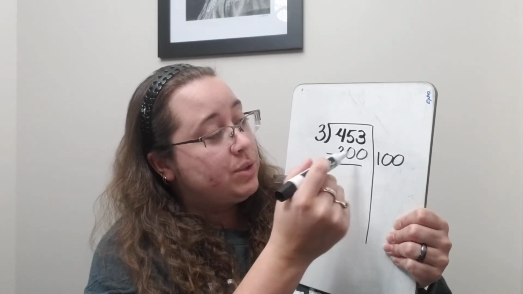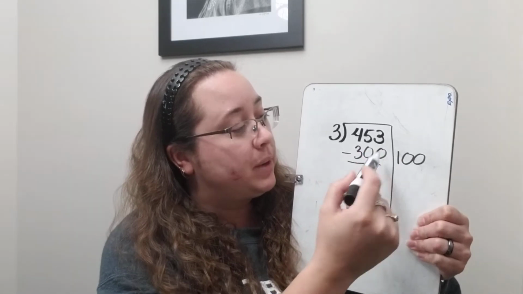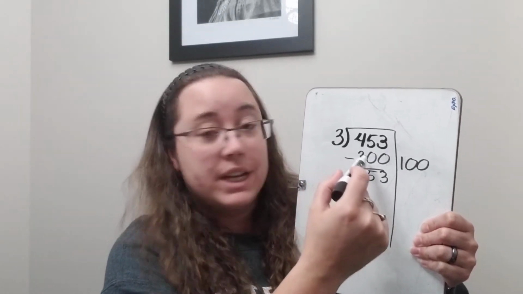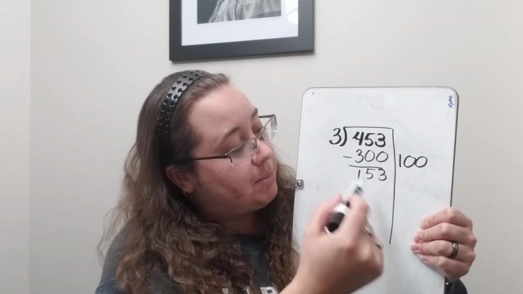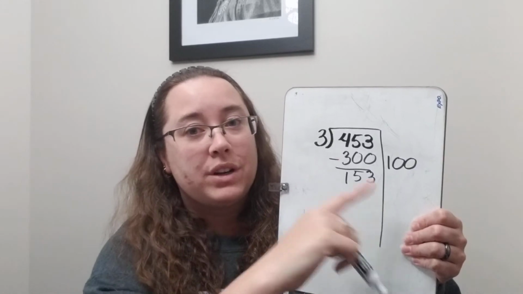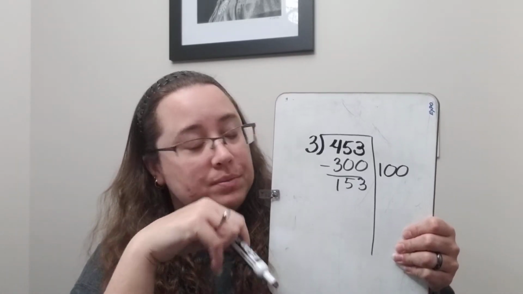So if I were to do that, I'd subtract. I always start in the ones when subtracting. So 3 take away 0 is 3. 5 take away 0 is 5. And 4 take away 3 is 1. I'm left with 153. Now I know that 100 threes will not fit in there. I cannot take out another 300.